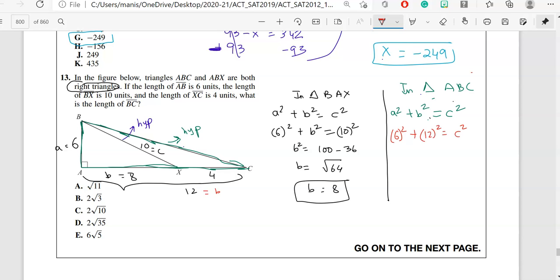And that's your C square. So this is 36 plus 144 is equal to C square, and I will take the radical on both sides. So it will be what? 180.